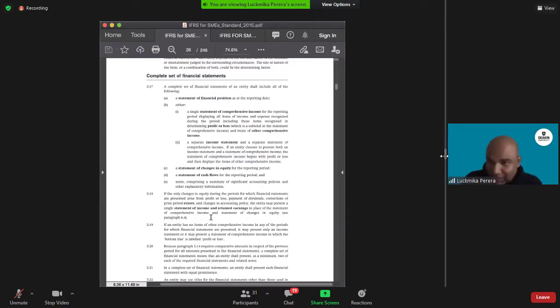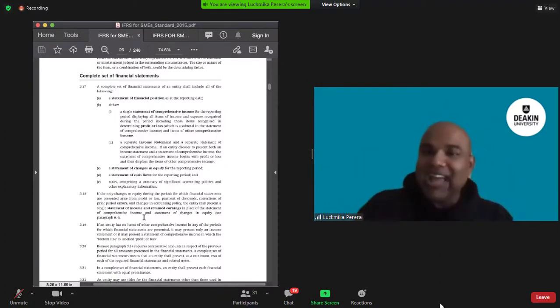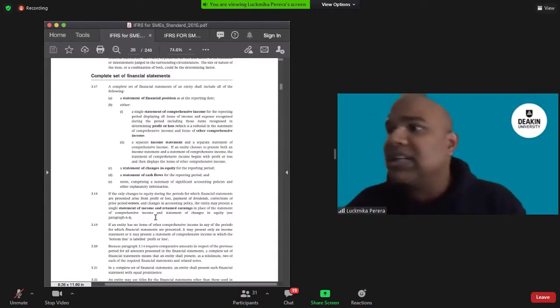The cash flow statement is how the actual physical cash comes into the organization and leaves an organization. Does that make sense?